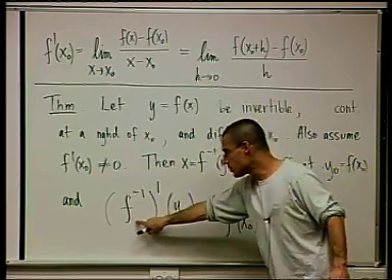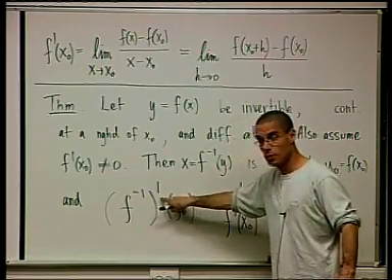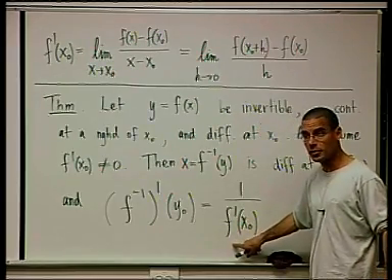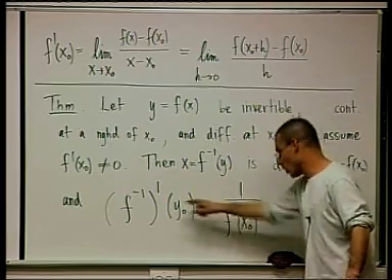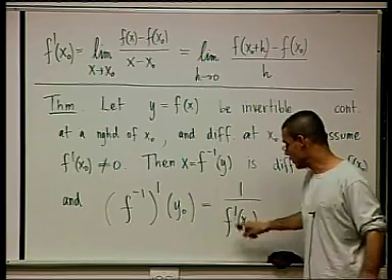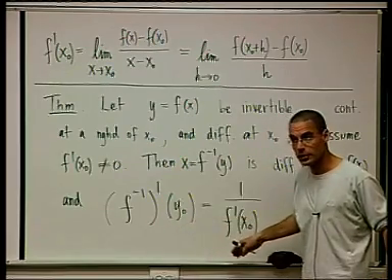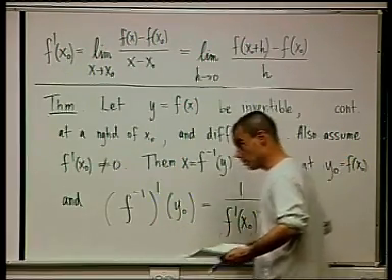You take an inverse function, you want to find its derivative. That's 1 over the derivative of the original function at the corresponding point. Okay? So f at x0 has to be y0. That's the statement.